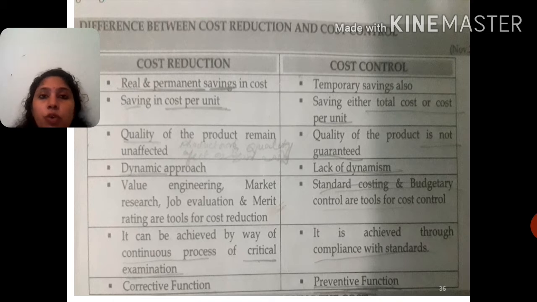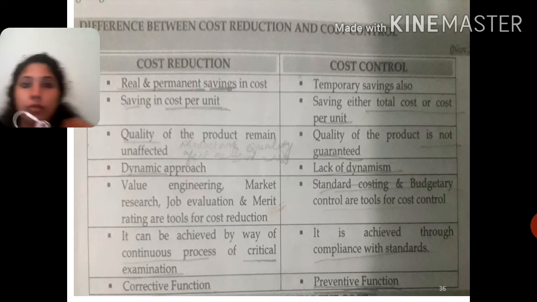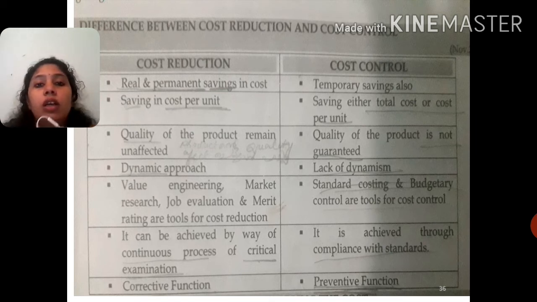Let's move to the difference between cost reduction and cost control. See the cost reduction column. First point: real and permanent savings in cost. In case of cost reduction, they can reduce the cost permanently, and there will be savings also. Consider my example, soap production, Chandrika soap production.